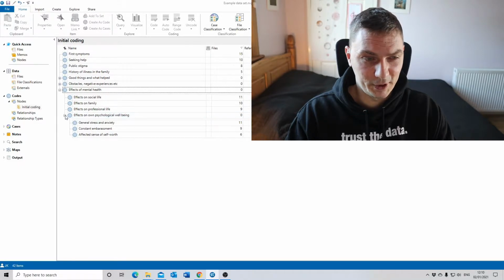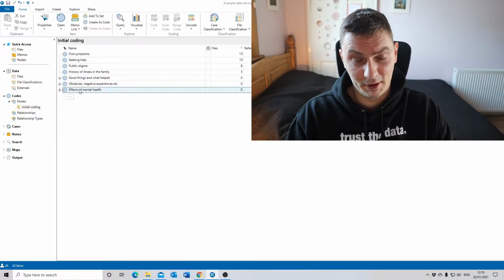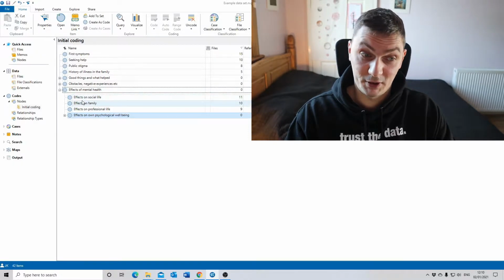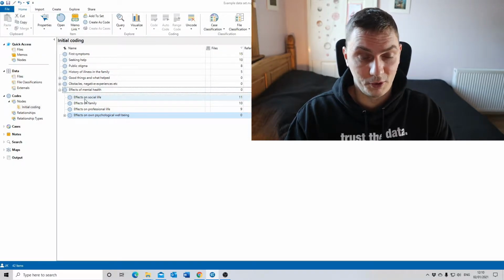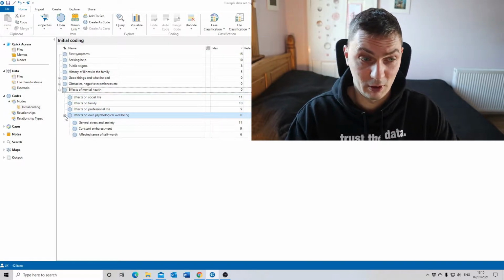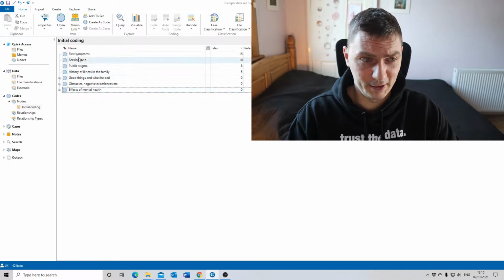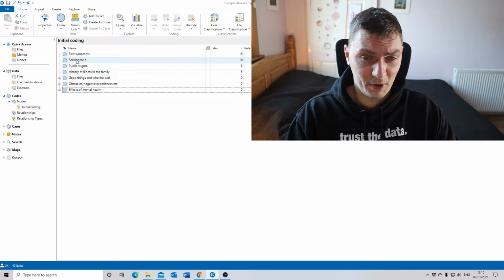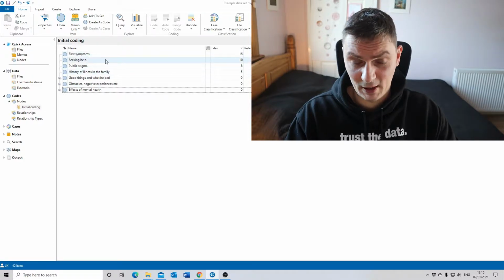So basically what happens now, I have this, let's call it a theme now, effects on mental health, and here I have effects on social life, effects on family, on professional life, on psychological well-being. It's already a little bit more organized. So now I kind of start to have something meaningful here, although I'm still not sure about some of these.